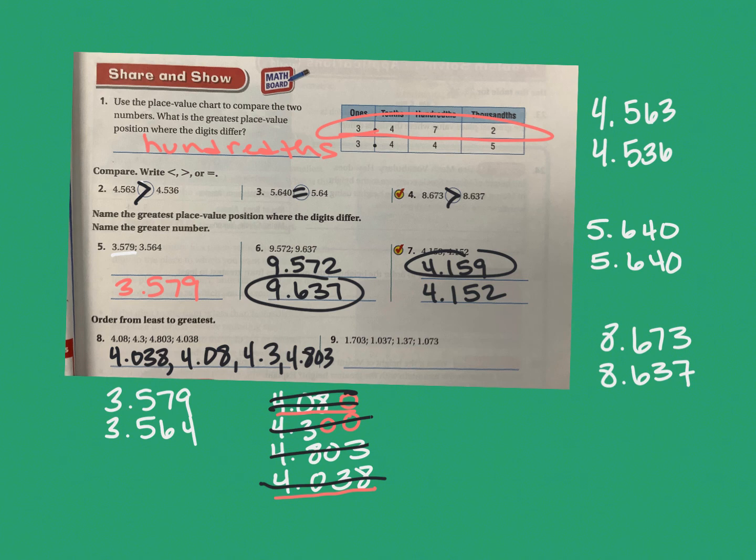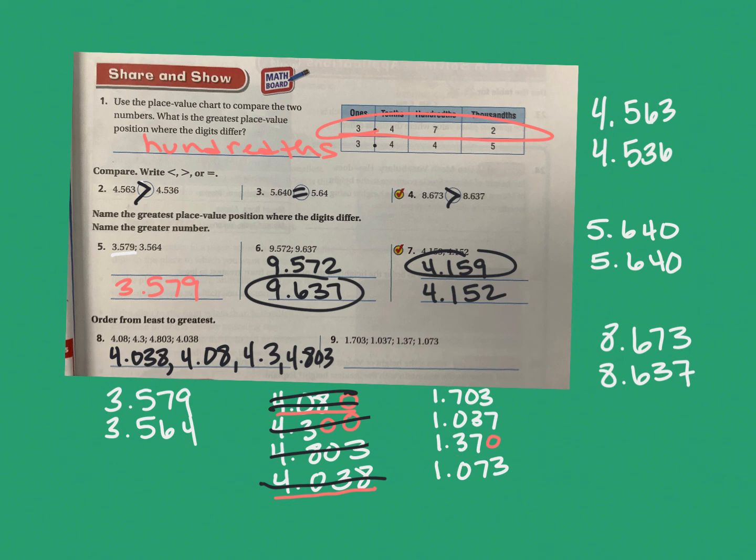Let's try one more. I think you're pretty much there though. 1 and 703 thousandths compared to 1 and 37 thousandths compared to 1 and 37 hundredths compared to 1 and 73 thousandths. I'm going to put a 0 on the end to make those all match up. I don't know, my brain likes that. We have all the same here. We're doing least to greatest.